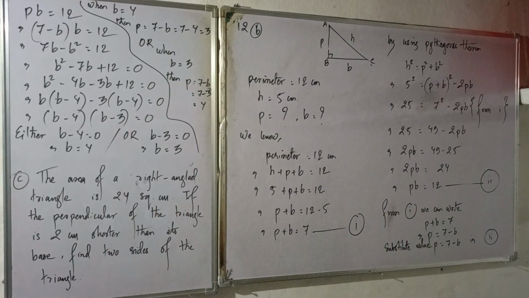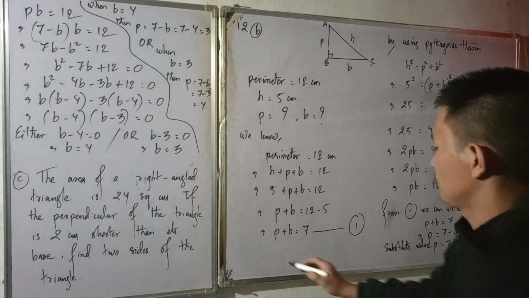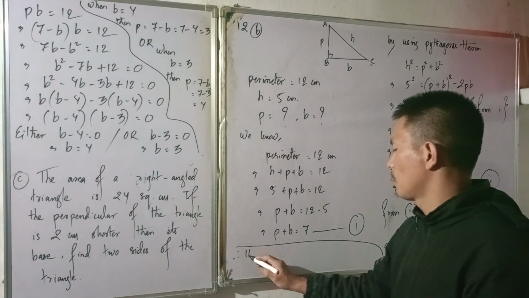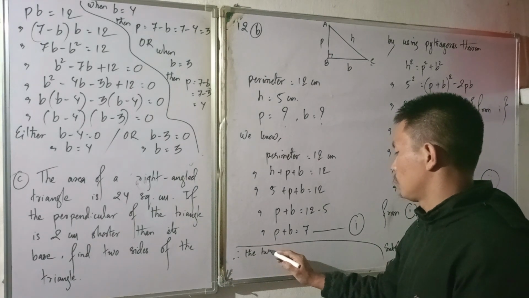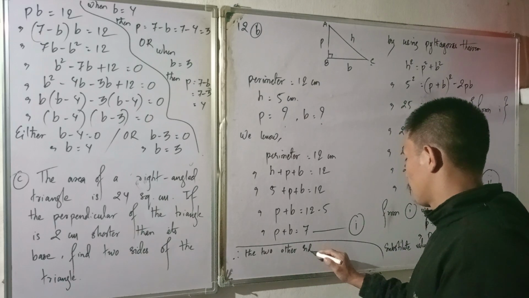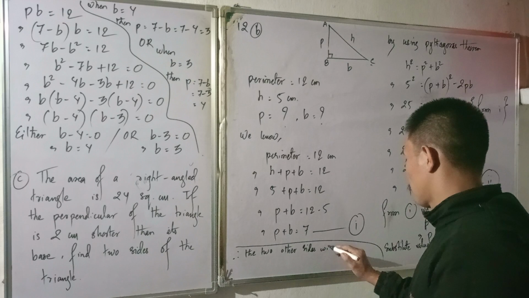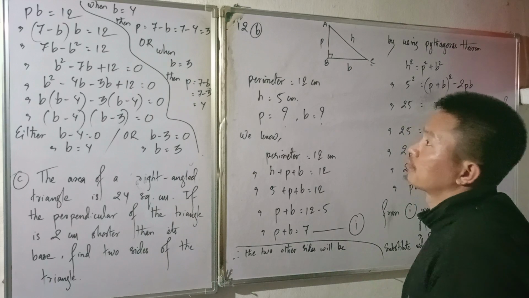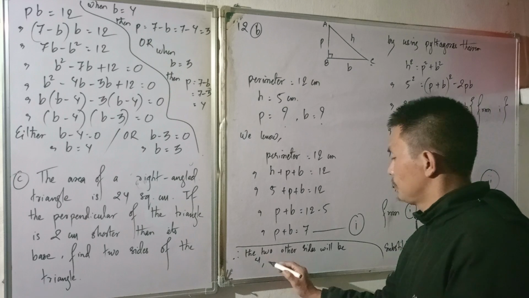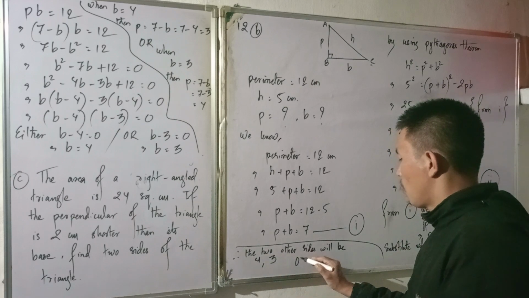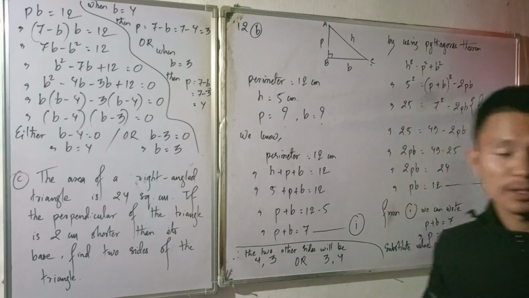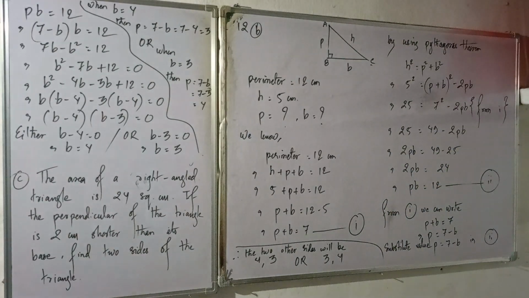Okay, therefore the two other sides, I'm writing here, therefore the two sides will be 4, 3 or 34. This is the answer.